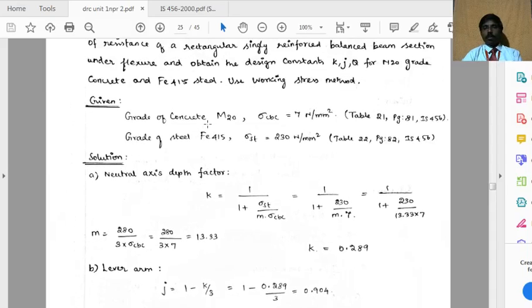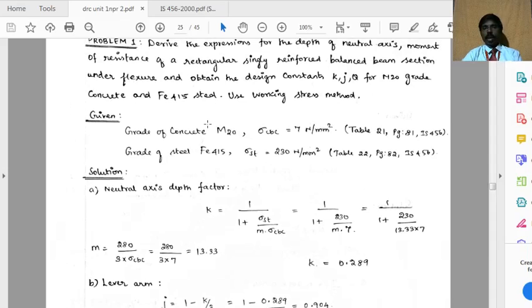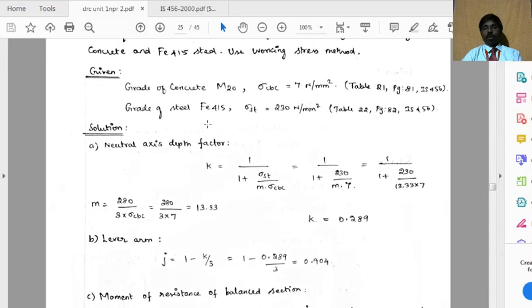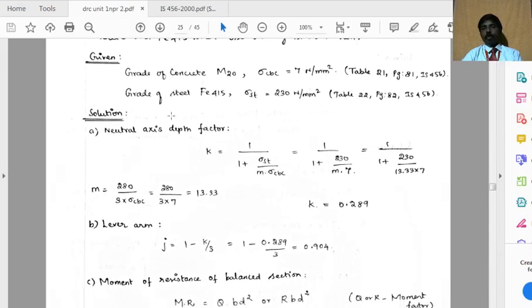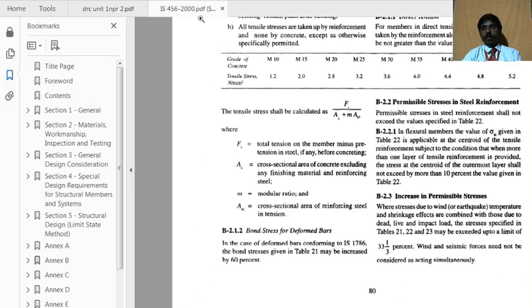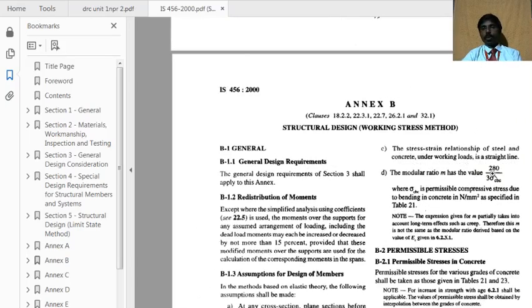From the question, we know that we have to find K, J and Q. So first, I am going to find the neutral axis depth factor. K is equal to 1 divided by (1 plus sigma ST divided by m into sigma CBC). Here I have the values of sigma CBC and sigma ST, but I have to find the value of m, that is the modular ratio. From the code book, we have the formula for the modular ratio.